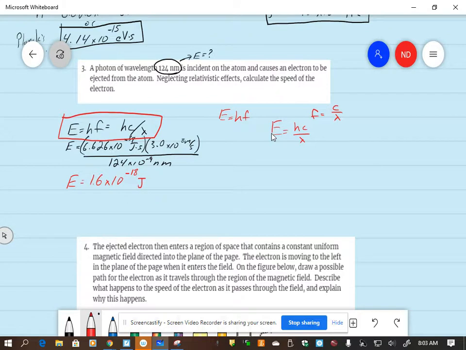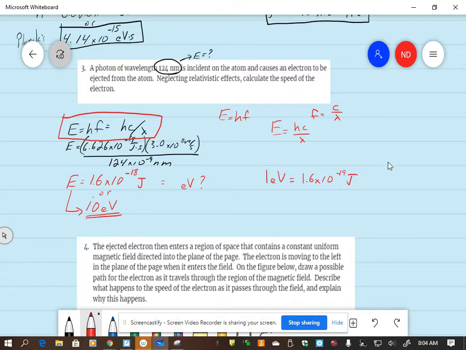Pretty easy. This is energy in joules, but our energy level diagram is in electron volts. So let's see, how many electron volts is that? 1 electron volt equals 1.6 times 10 to the minus 19th joules. So this is a factor of 10. The energy is 10 electron volts.